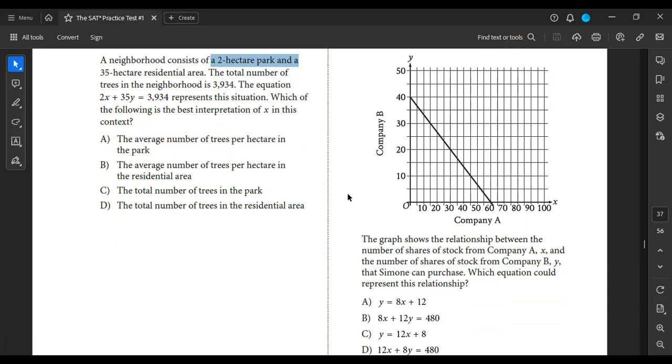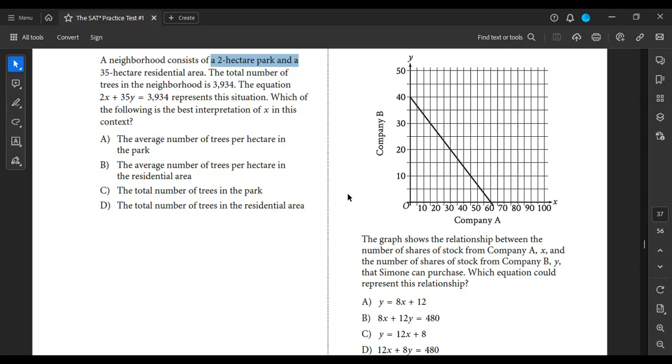The graph shows the relationship between the number of shares of stock from company A, which is the x-axis, and company B, which is on the y-axis, that Simon can purchase. Which equation represents the relationship?